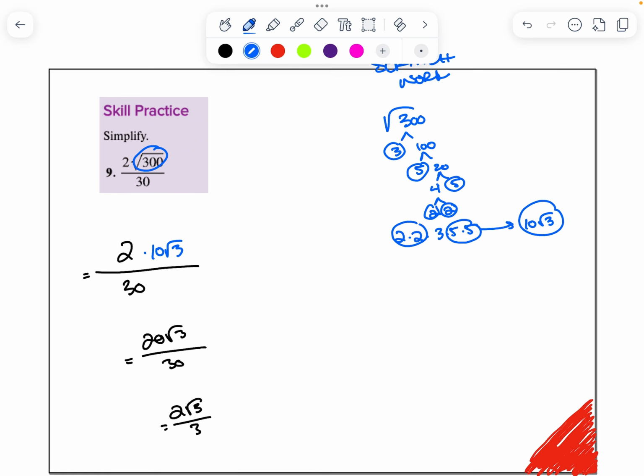In the next lesson, we're going to keep working with these radicals. We're going to continue working with radicals and exponents.